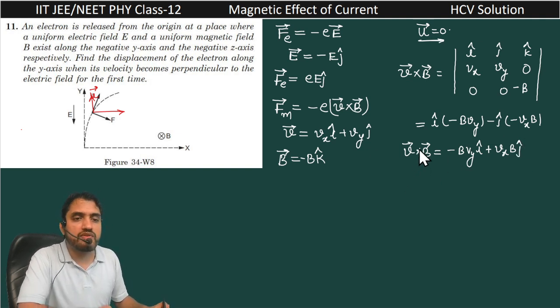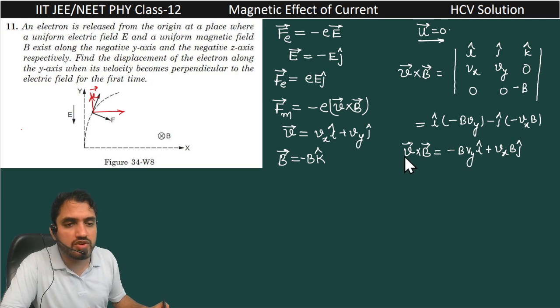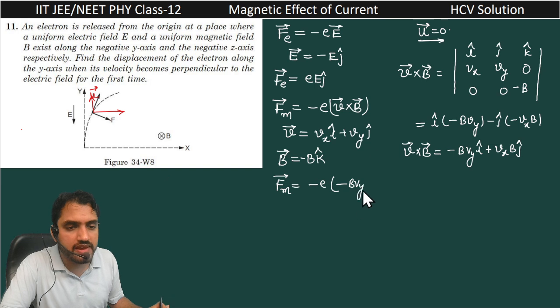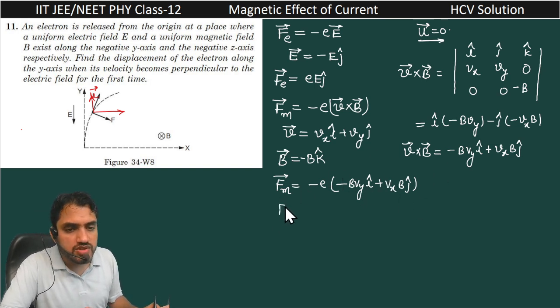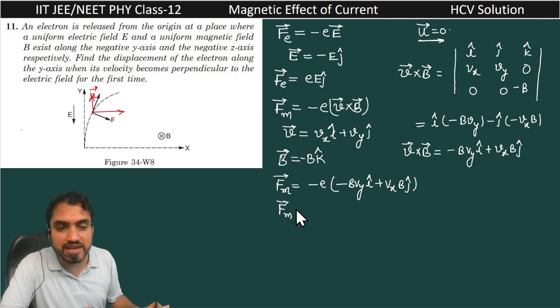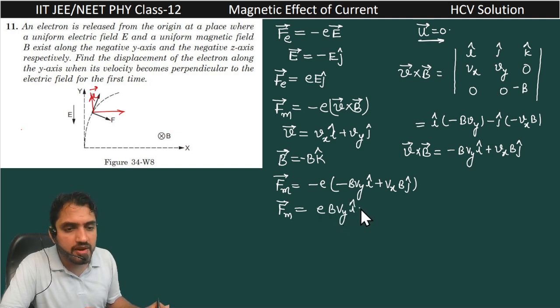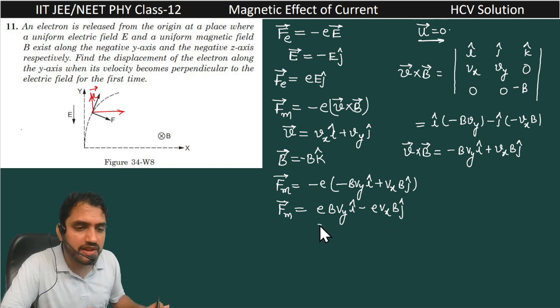Now, if we place this value of V cross B in Fm, the magnetic force Fm vector will be minus e in the bracket, minus B into vy into i cap plus vx into B into j cap. Multiplying this minus e inside the bracket, the magnetic force vector is equal to e into B into vy i cap minus e into vx into B into j cap. That is the magnetic force.